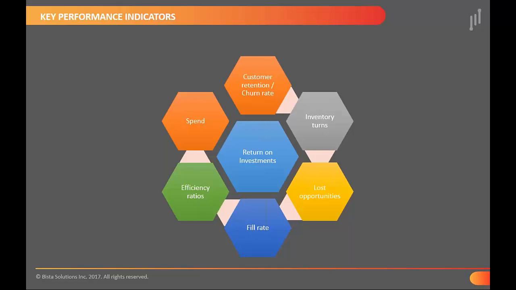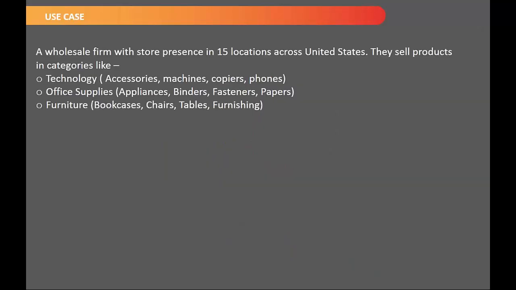There are many efficiency ratios that we look at to judge how the business is performing, whether its health is in great shape or in poor shape. One of the main ratios that we look into is the gross margin return on investment ratio. That helps us understand what my gross margin is on every penny I'm spending on the inventory side of it. Last but not the least is the spend.